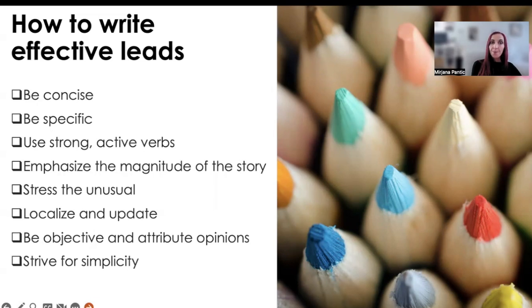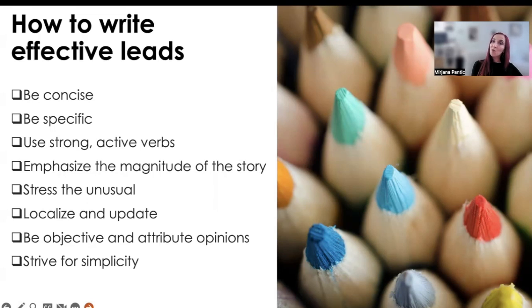Use strong, active verbs. Emphasize the magnitude of the story. This is why if there are important numbers, we will report them straight away. We will report them in the lead of the story. Stress the unusual. Localize and update. So the unusual in the previous story was the teenager, what she did with the goat, and then localize and update.